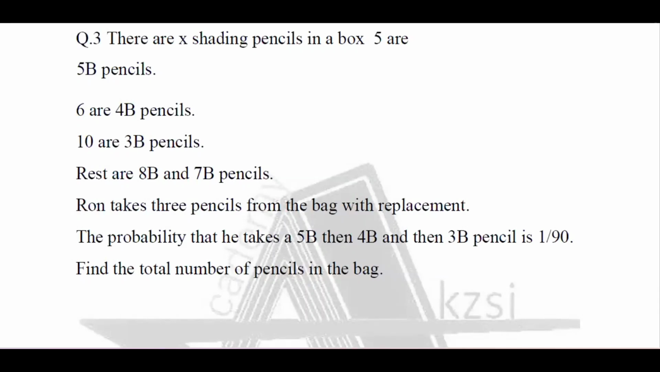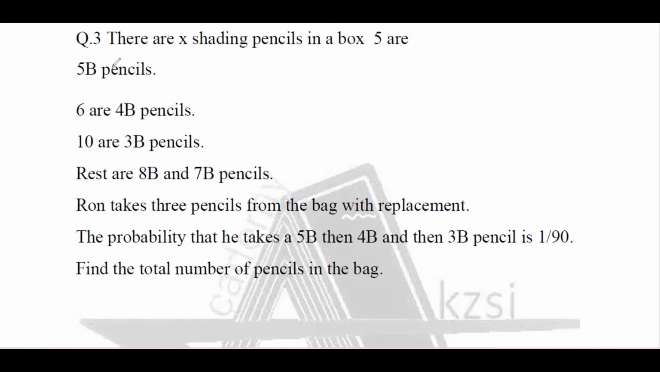Now the question says, there are X shading pencils in a box. 5 are 5B pencils, 6 are 4B pencils, 10 are 3B pencils, and the rest are 8B and 7B pencils. Ron takes 3 pencils from the bag with replacement. See here it's mentioned with replacement. That means once you have chosen the pencil, that pencil is replaced, so the number of pencils will remain exactly the same in the box. And the probability that he takes a 5B, then a 4B, then a 3B pencil is 1 over 90. Find the total number of pencils in the box.